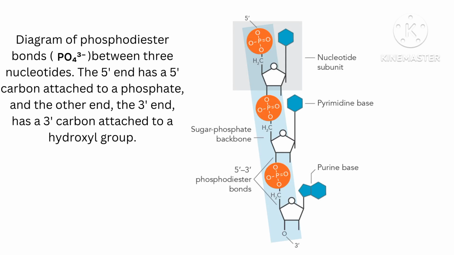Formation and linkage of nucleotides. Nucleotides polymerize to form nucleic acids, DNA and RNA, through phosphodiester bonds, which link the 5' phosphate group of one nucleotide to the 3' hydroxyl group of another nucleotide. This forms a sugar-phosphate backbone, with the nitrogenous bases projecting outward. The sequence of bases along the nucleic acid chain encodes genetic information.